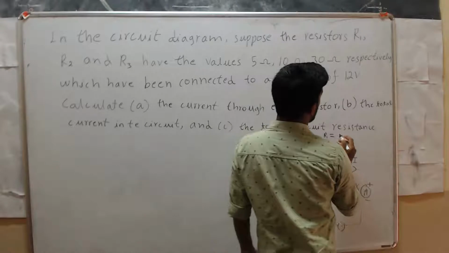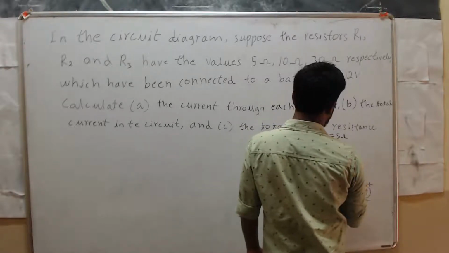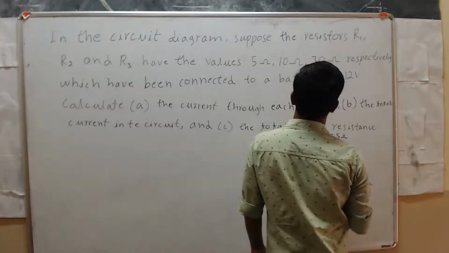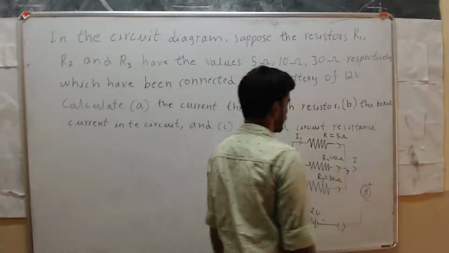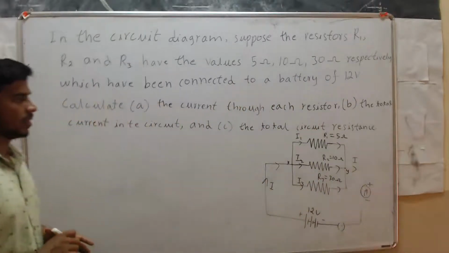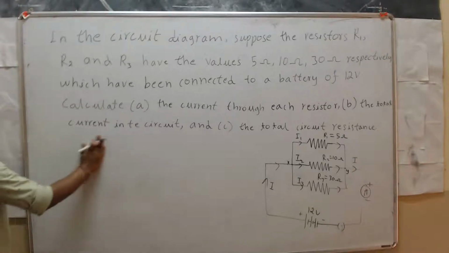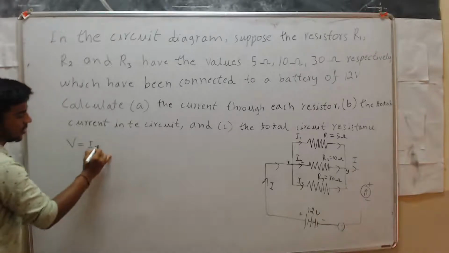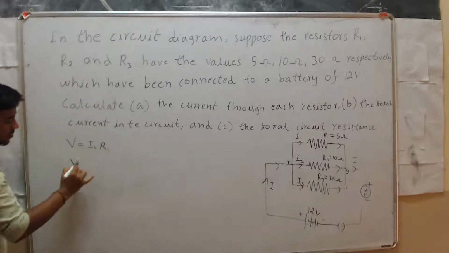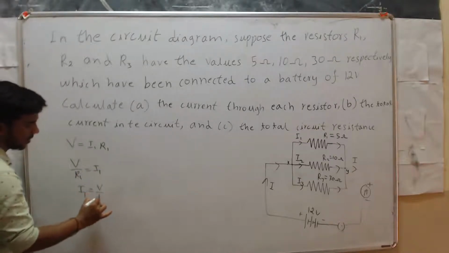So R1 is equal to 5 ohm, R2 is equal to 10 ohm, and R3 is equal to 30 ohm. We need I1, I2, I3. First calculate I1. For that we have the formula V is equal to I1 into R1. We need I1, right? So V divided by R1 is equal to I1.